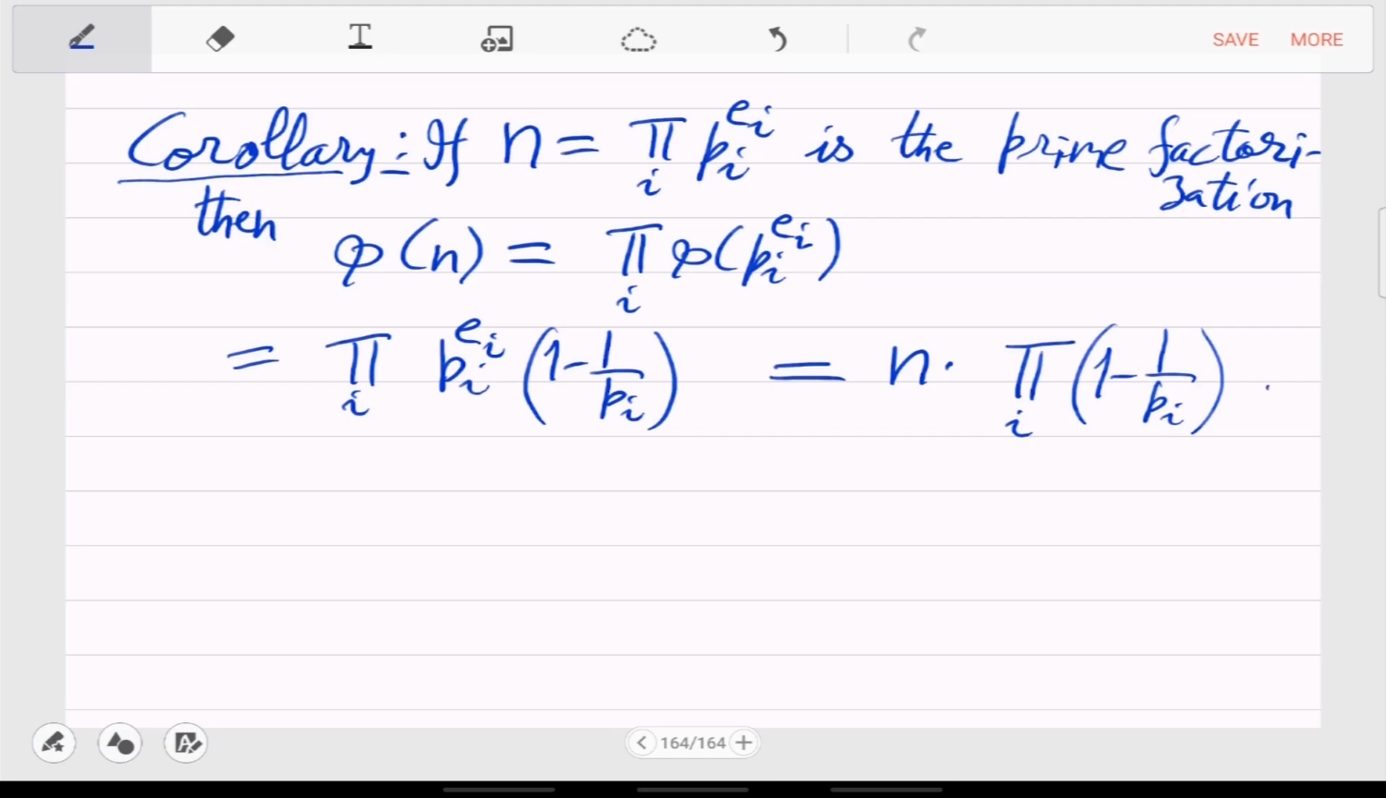Right, so we have this nice closed form that phi n over n is the product of 1 minus 1 over the primes that divide n. Right, so we can also write it like phi of n by n is the product over p that divide n of 1 minus 1 over p.